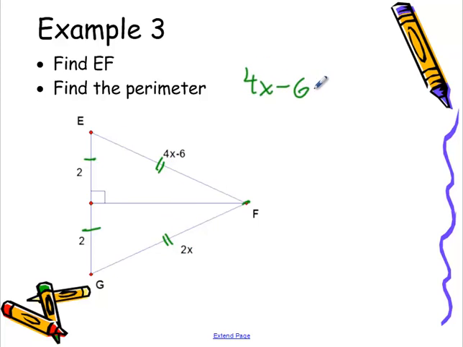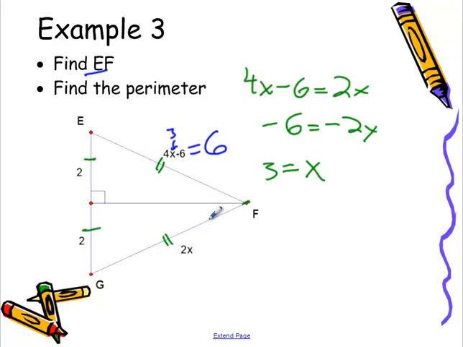So 4x minus 6 equals 2x. I'm going to subtract 4x, negative 6 equals negative 2x. I get x equals positive 3. First question says find EF. So let's plug that in. 4 times 3. We're going to plug 3 in right there. 4 times 3 is 12 minus 6 gets a 6. And since this one's the same, I know that one's 6 as well.